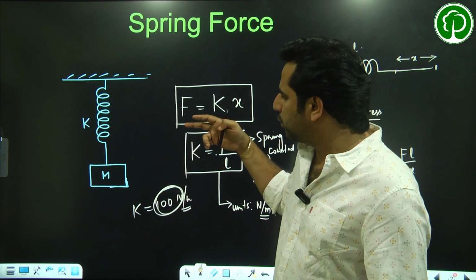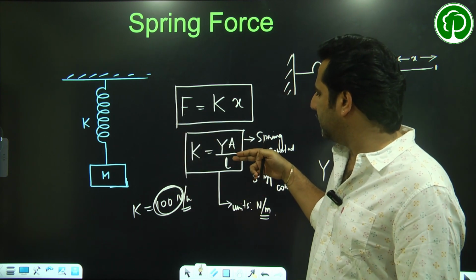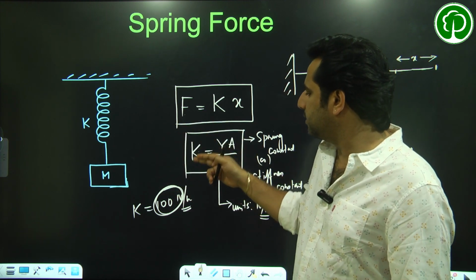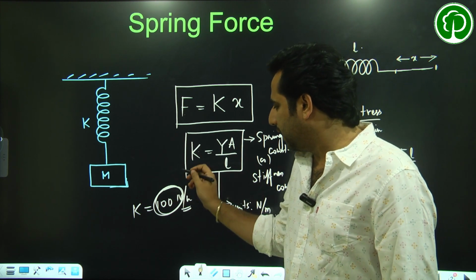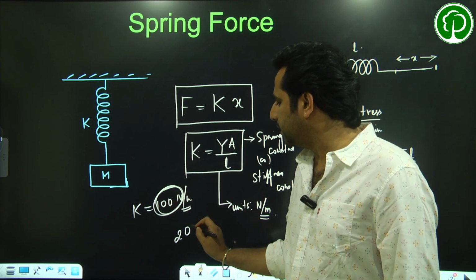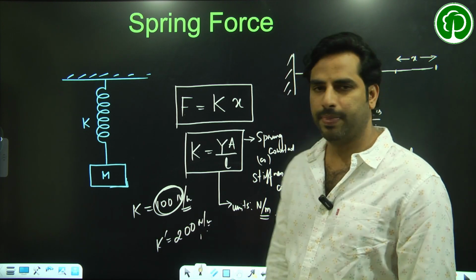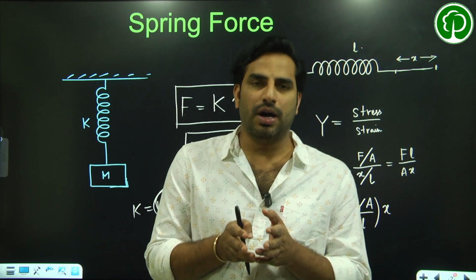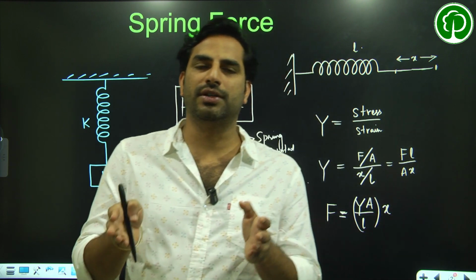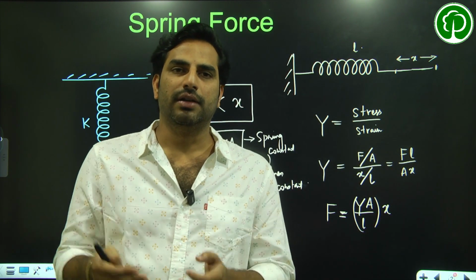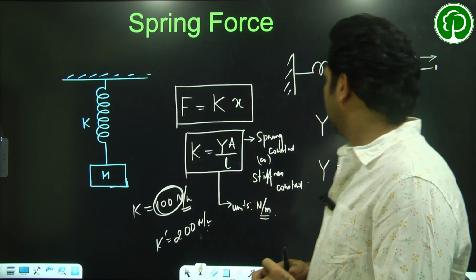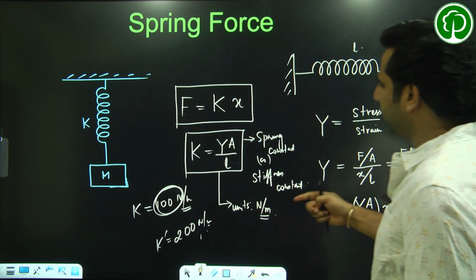Now if you cut the spring into two halves, length is half, so stiffness constant is doubled. If you cut the spring into half, the stiffness constant becomes double, so K dash is 200 Newton per meter. So when you cut the spring into two halves, each half will have a stiffness constant which is double the initial value. So this is the spring constant.